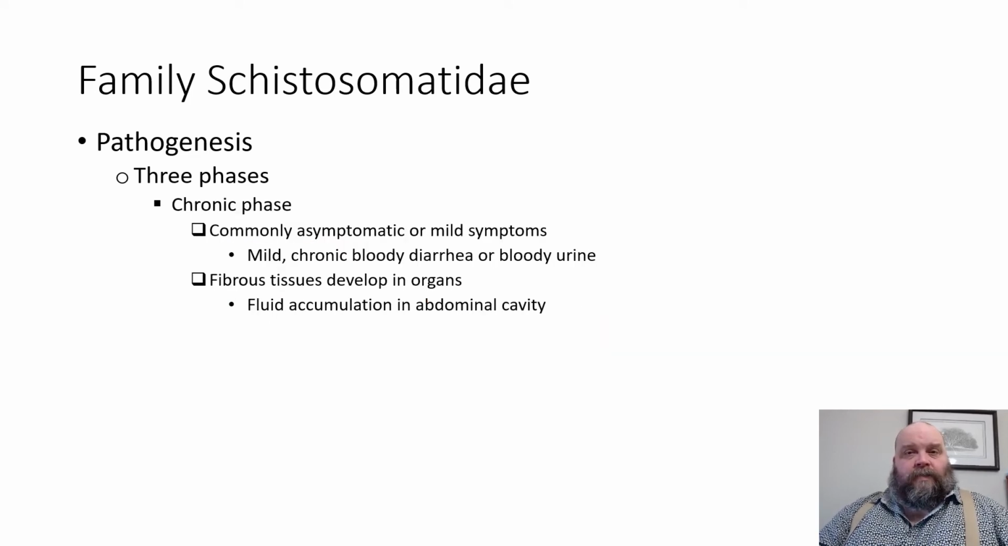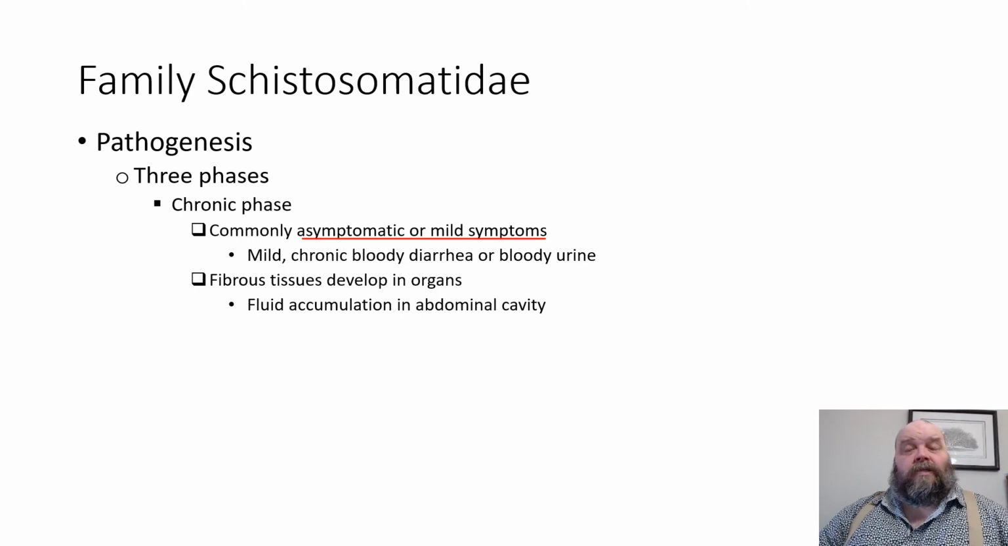The chronic phase, this is long term. This is a year plus after infection. Most people, asymptomatic or mild symptoms. If it's mild, they might have bloody diarrhea, bloody urine once in a while. Okay? Bloody diarrhea because enough of the eggs are coming out in certain areas in a certain region that it's starting to perforate the intestines a little. Get some blood in there.